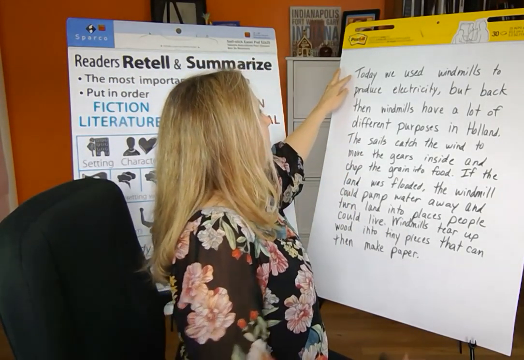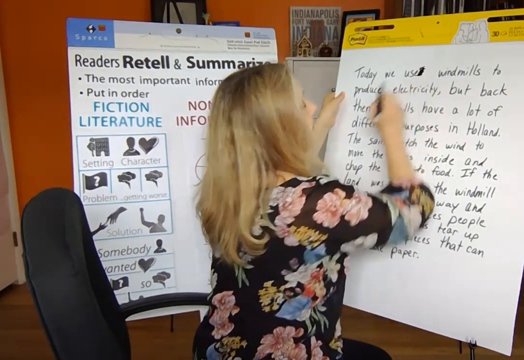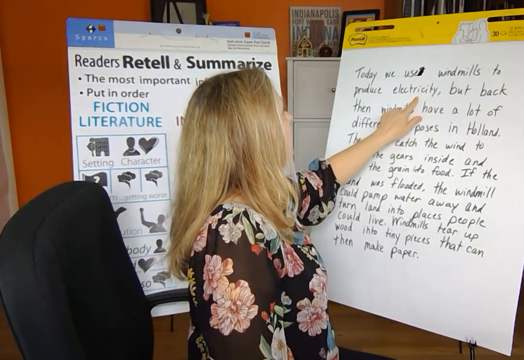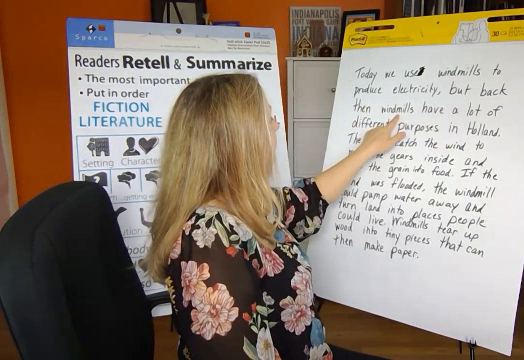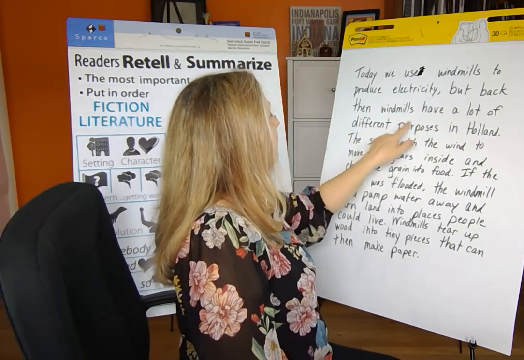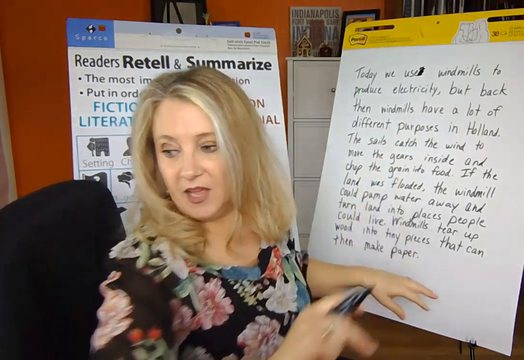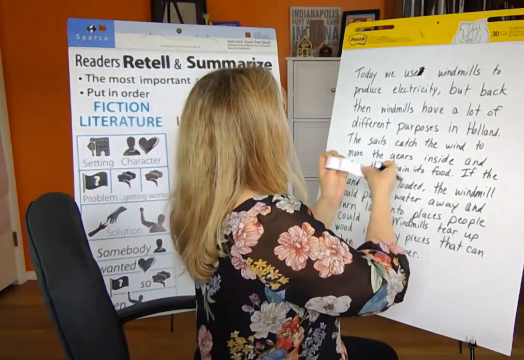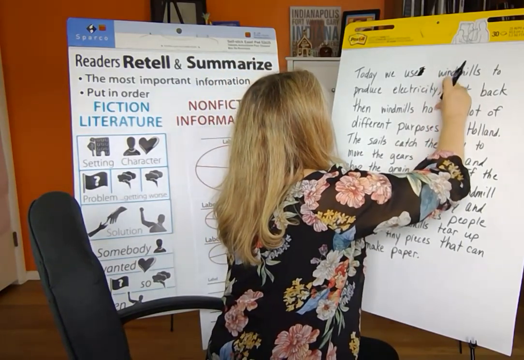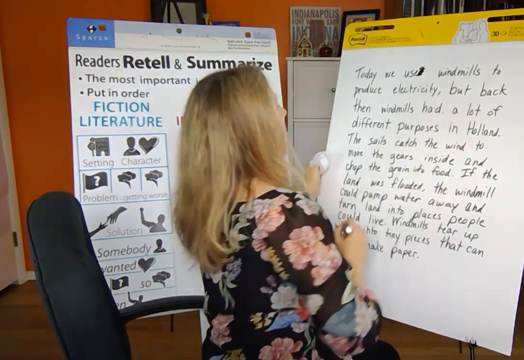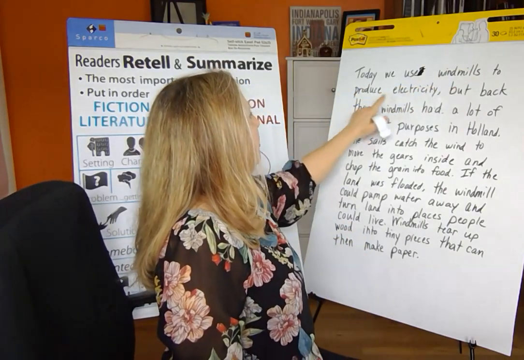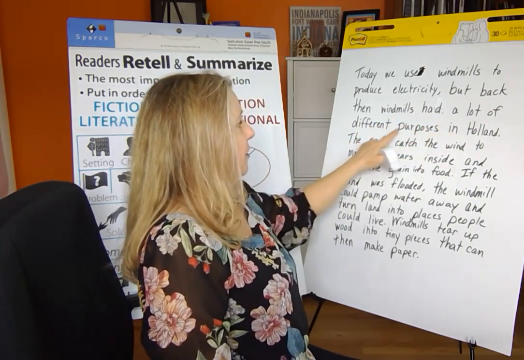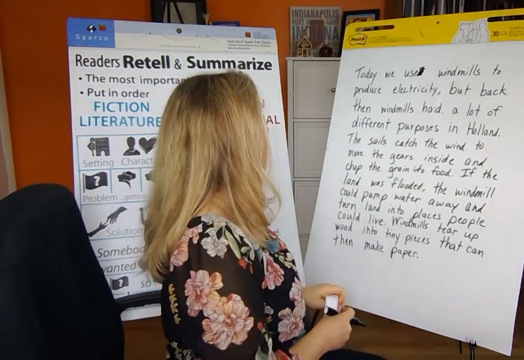Today we use, see why we need to go back to reread. Today we use windmills to produce electricity, but back then windmills have a lot of different purposes in Holland. I think I need my oopsie tape here. I think this would sound better. See why we always have to go back to reread. Had. Today we use windmills to produce electricity, but back then windmills had a lot of different purposes in Holland. Yeah, I like that a lot better.